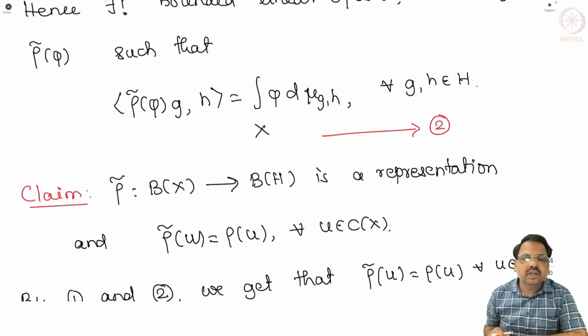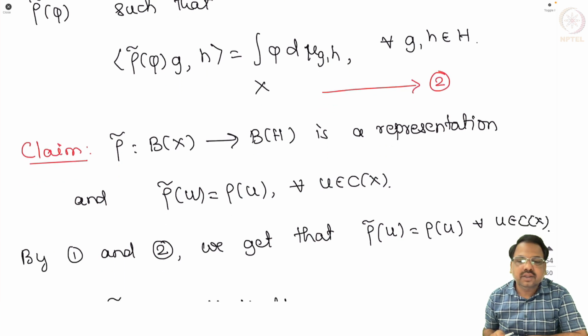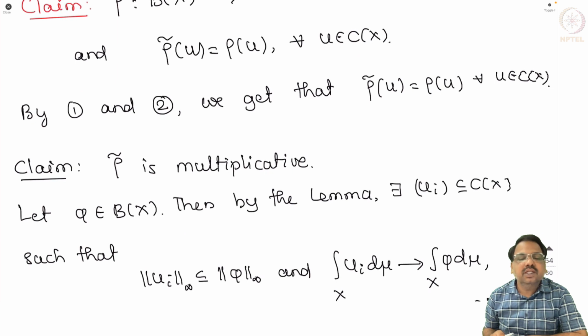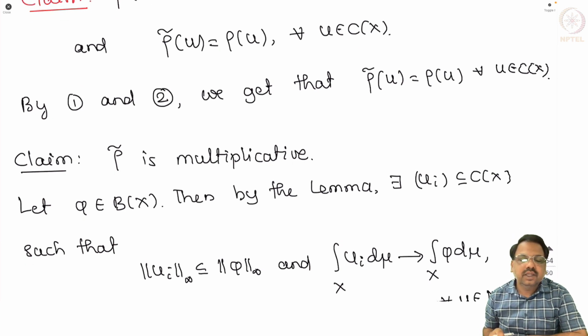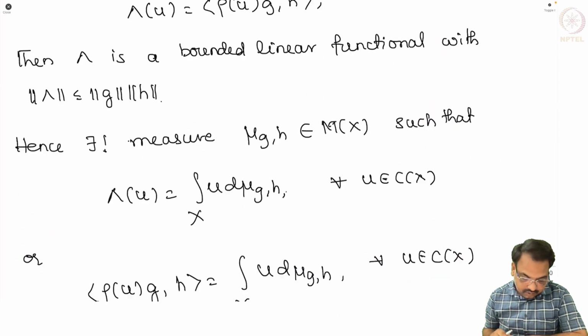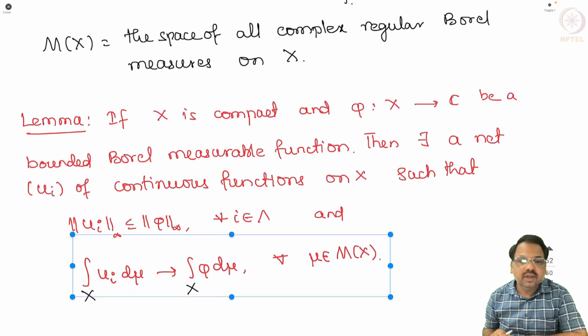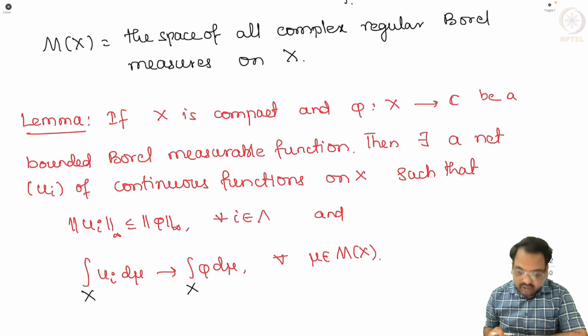Okay, so we want to claim that rho tilde, which is a map from B(X) into B(H), is a representation, and as we have already observed, rho tilde and rho coincide on the space of all continuous functions. Now we want to show that rho tilde is multiplicative. So let us take phi in B(X). Then by applying the earlier lemma, we can get a net of continuous functions u_i whose norm is less than or equal to the norm of phi, and the integral of u_i d mu converges to the integral of phi d mu for every mu in M(X).